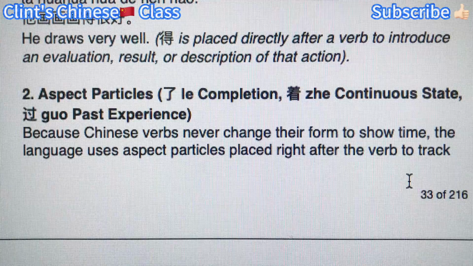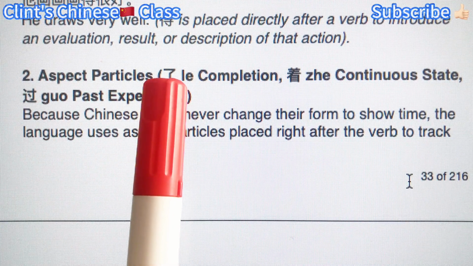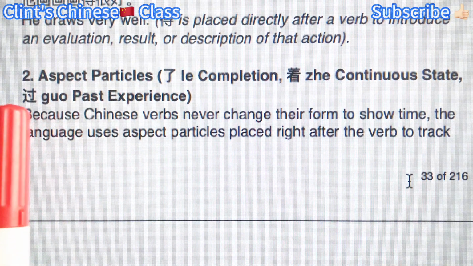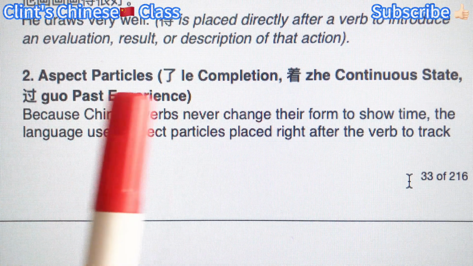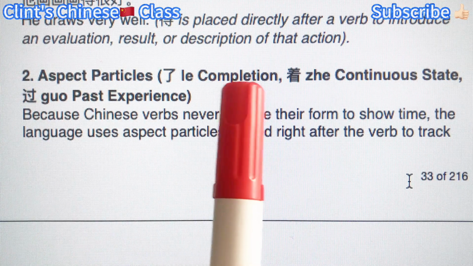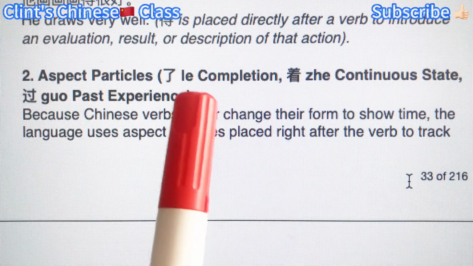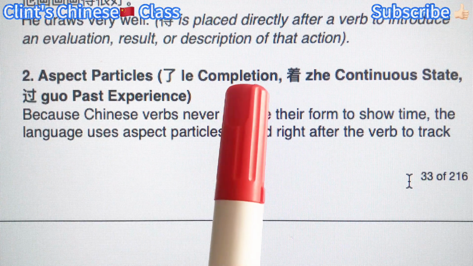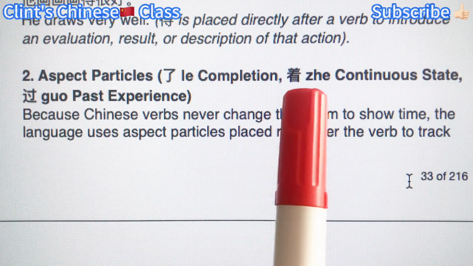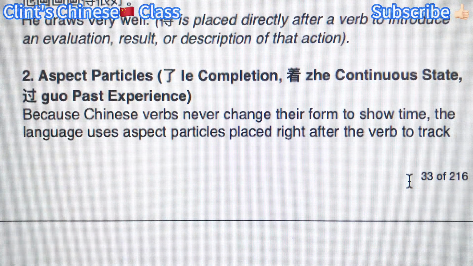Okay, the second type of particles, aspect particles. 了, 着, and 过. These are the ones I mentioned earlier to form tenses or to indicate tenses. Okay, 了 for completion, like the action was completed. 着 for continuous state. 过 for past experience.